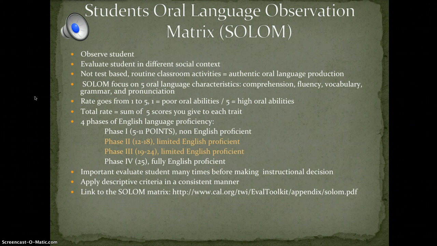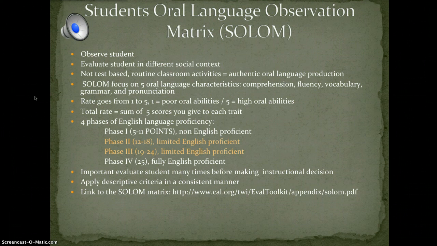For example, if your focus is on cooperative group work, you could observe your student during formal presentations, cooperative group work, and individual conferences with the teacher. These contexts are not test-based. On the contrary, they are routine classroom activities which promote more authentic oral language production. The SOLOM focuses teachers' observation on 5 oral language traits: comprehension, fluency, vocabulary, grammar, and pronunciation. The teacher evaluates the student on each area and gives a rate.